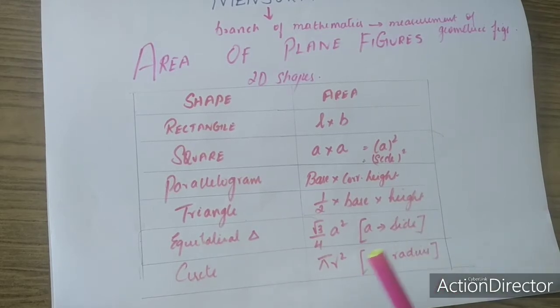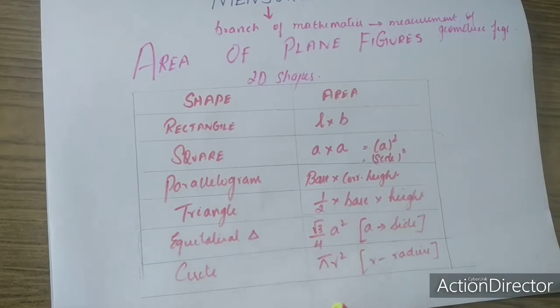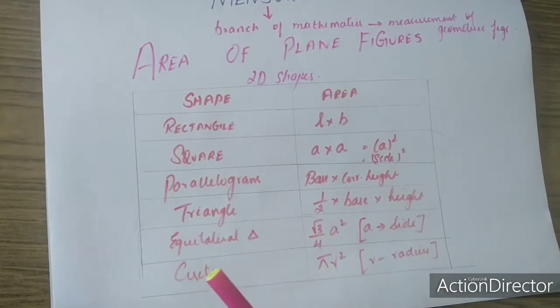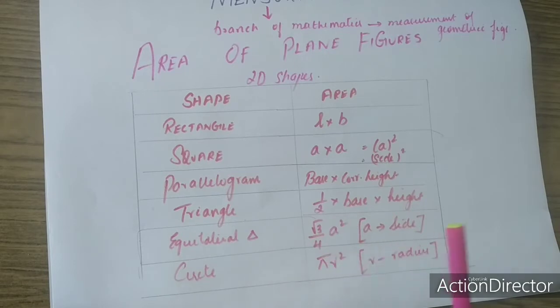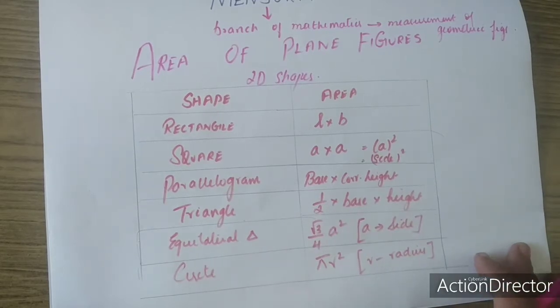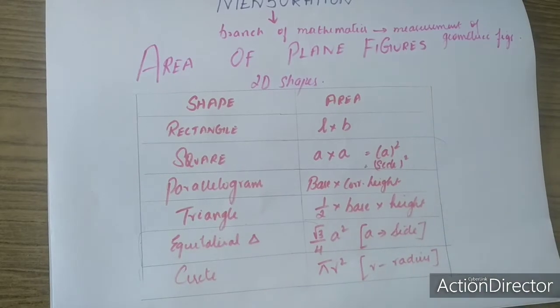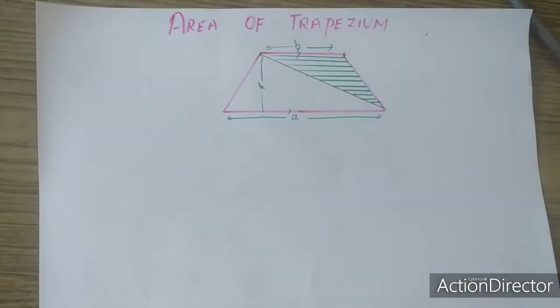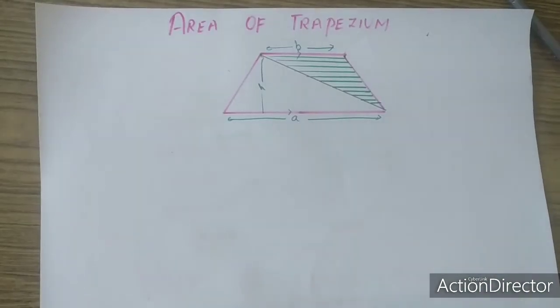Now we will learn how to find the area of the plane figure, that is trapezium, using the formula half into height into the sum of its parallel sides. So let us see now how to find the area of trapezium. Also, some of the 3D shapes like cube, cuboid, cylinder, etc. Now let us see area of a trapezium.